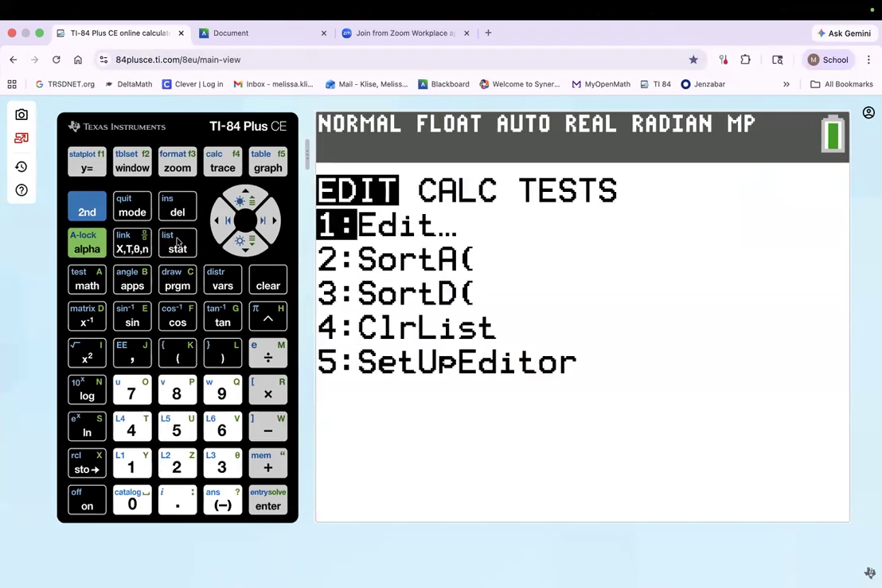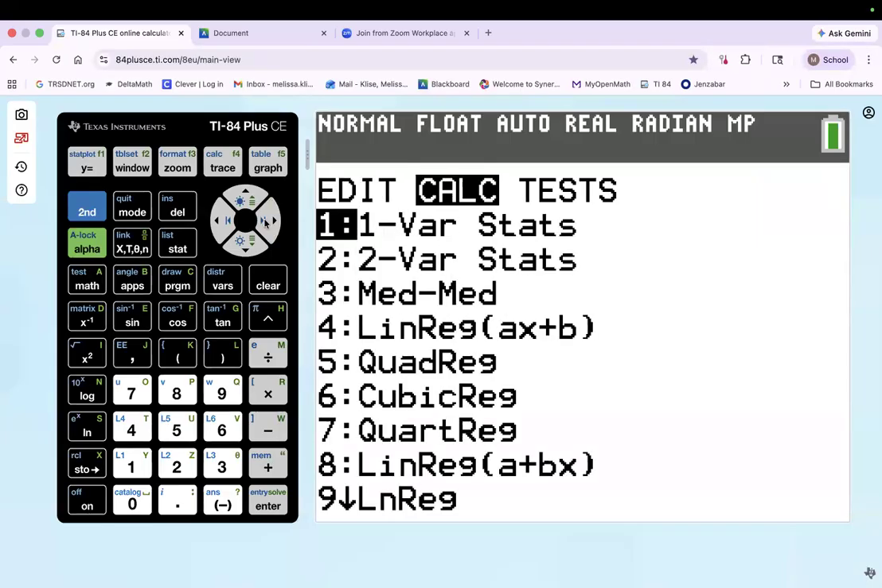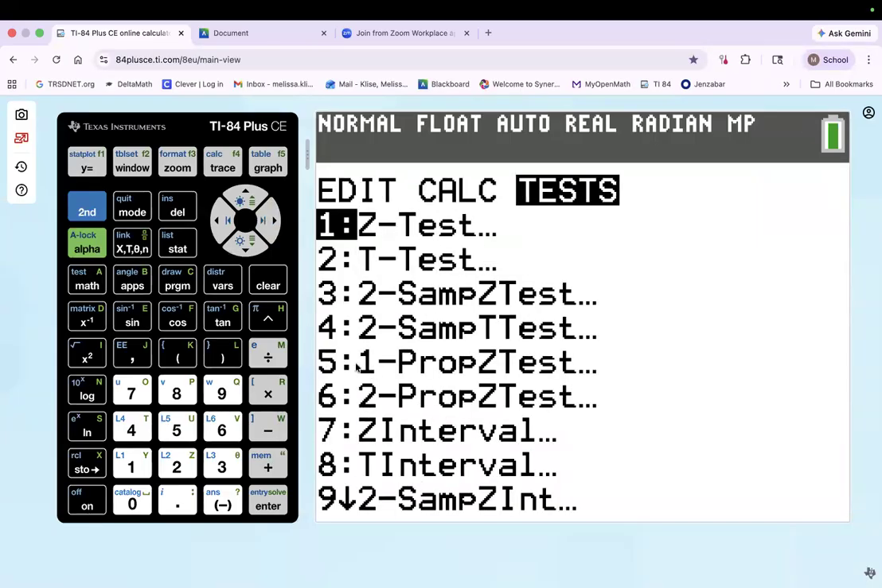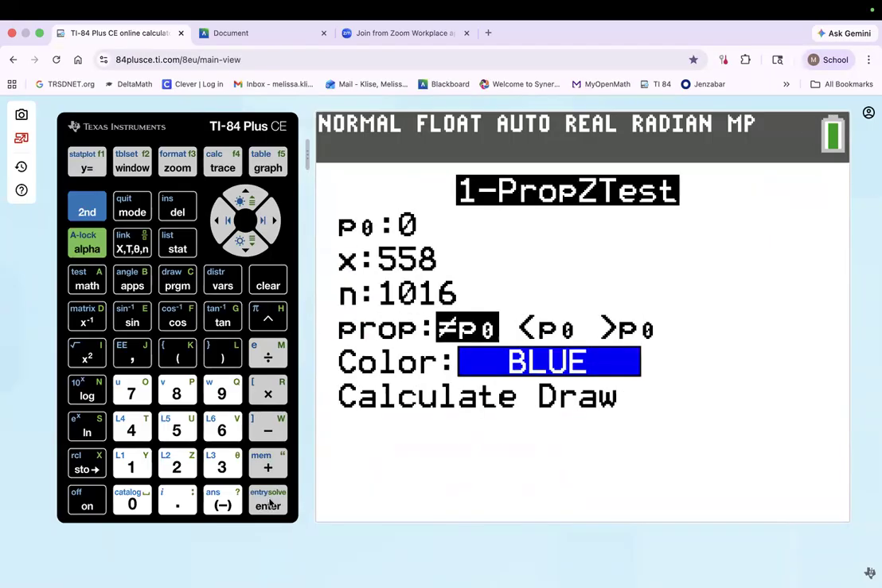So you're going to go to stat, arrow over to tests, and on mine it is number 5. I don't know where it is on yours, but it's number 5 on mine. It's 1 prop z test. Hit enter. P naught, that is your null hypothesis. It does not know what prior information you have. The other thing it does not know is the critical value. So if you're comparing with the critical value, that's something that you just write on your paper.